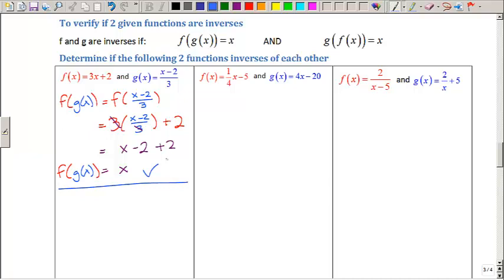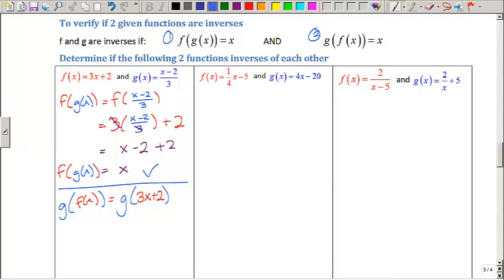So a lot of students will stop right here and say, yay, f and g are inverses. But you've only satisfied the first condition. In order to show that they're inverses of each other, both conditions have to be verified. Therefore, I now have to find g of f of x and make sure that this also does equal x. So we have g of f of x, but f of x can be replaced with the expression 3x plus 2.